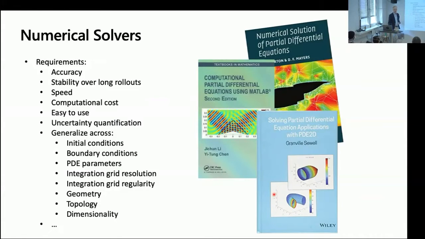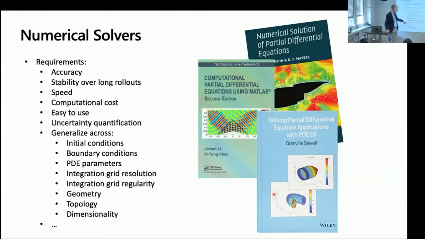You don't want the computational cost to be too high. You want it to be easy to use. You would like uncertainty quantification. It needs to generalize across different initial conditions. You don't want a separate solver for every initial condition, obviously. Different boundary conditions, maybe PDE parameters: if you change the PDE a little bit, you still want to use the same numerical solver. Maybe the integration grid, you should be able to change, especially as the boundaries are different.